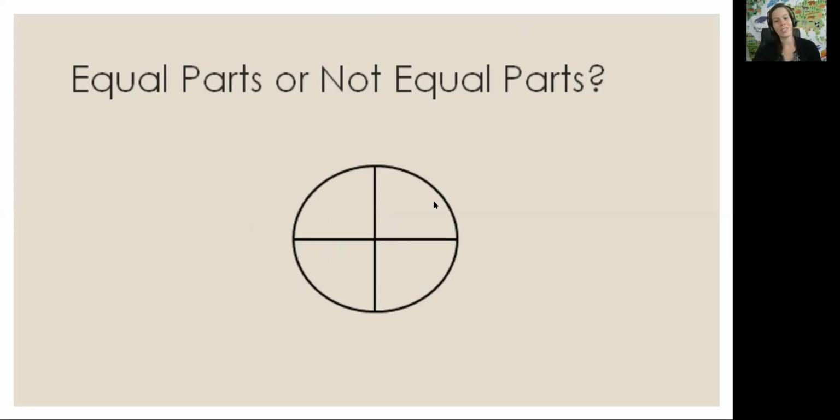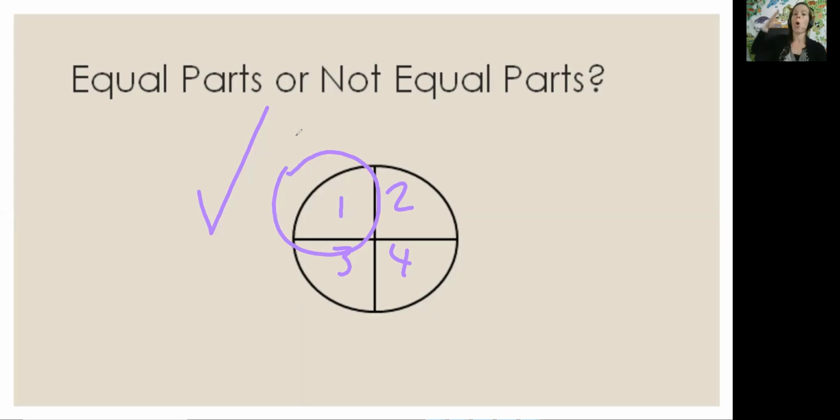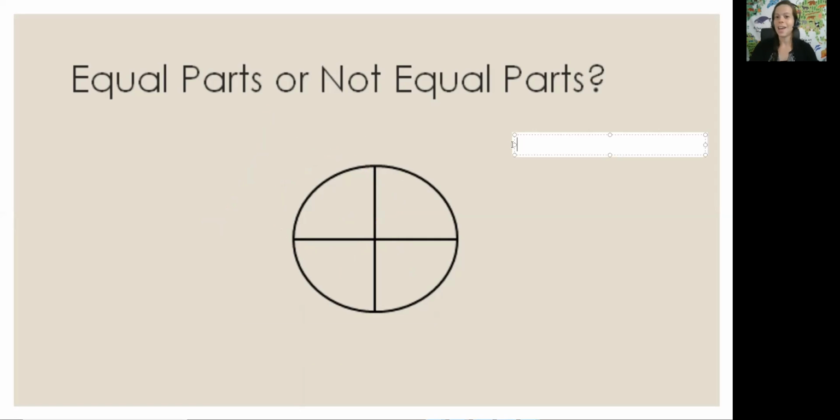All right, what about this circle? Yeah, it's equal parts. How many parts or shares is this shape divided into? One, two, three, four. So we say each share is 1/4 of the whole. So each share is 1/4 of the whole. The whole is all of the pieces together. That's the whole shape.